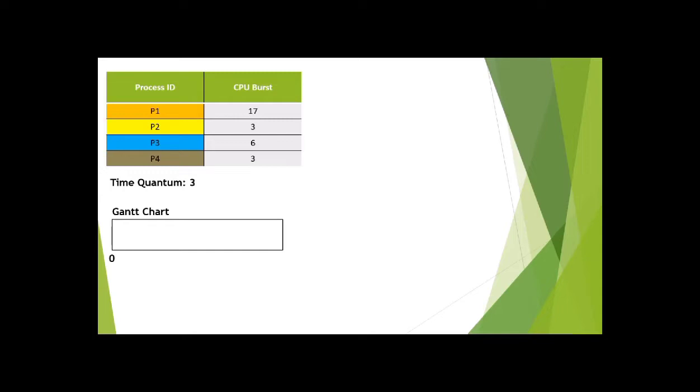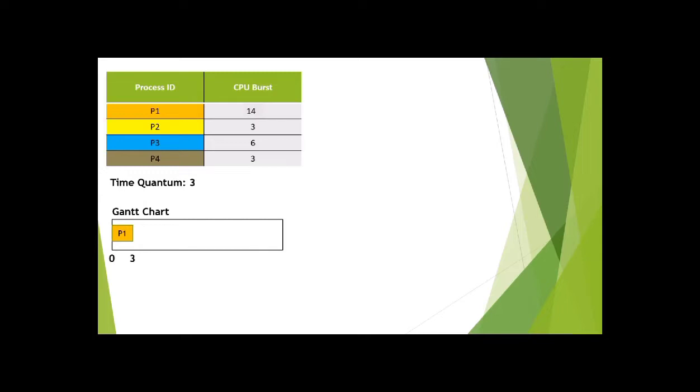So P1 mag-uumpisa sa line. So nung tapos siya at time of 3 seconds, ibabawas natin yan sa remaining time niya. So 17 minus 3 is equal to 14. So ang remaining time niya is 14.